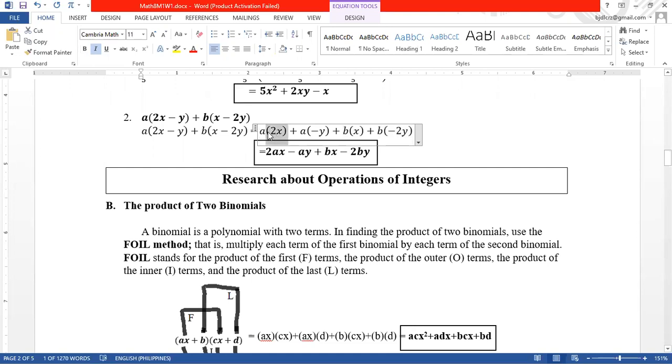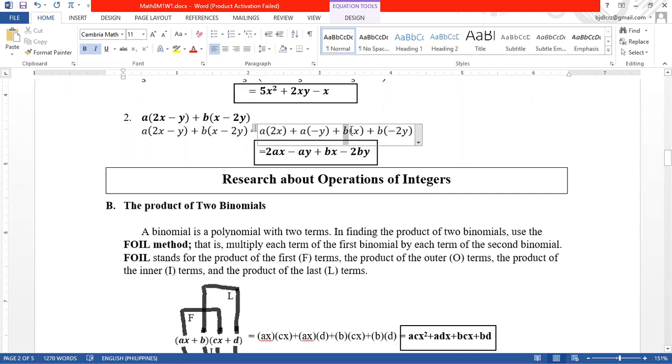So ato isa-isahon, a multiplied to 2x is equal to 2ax. So gi-arrange na ang variable from a to z. Since a man ang una, mo itong unahon. Plus a times negative y. Since negative man siya, multiplied to positive, that will be negative. So copy the variable from a to z again. So we have here ay minus ay.